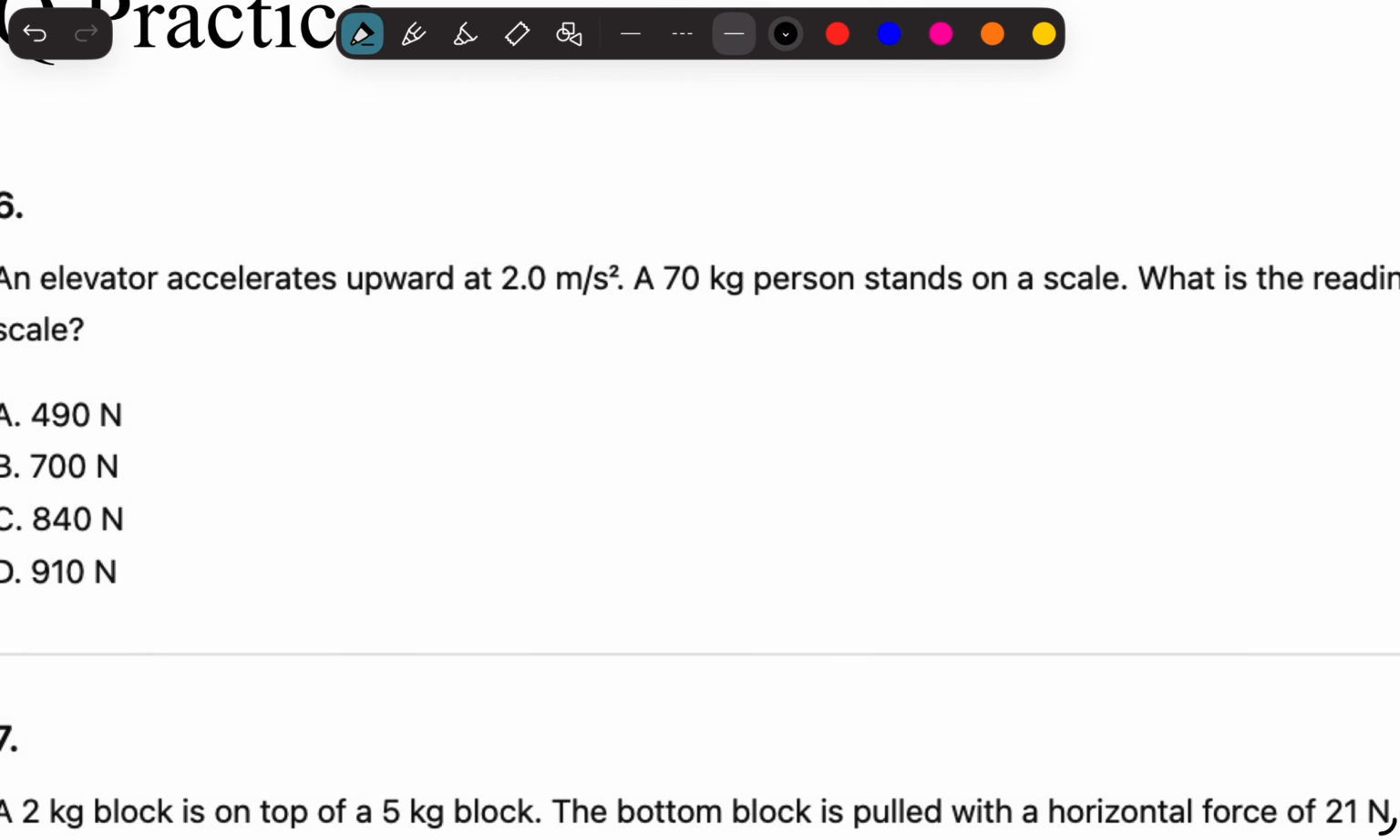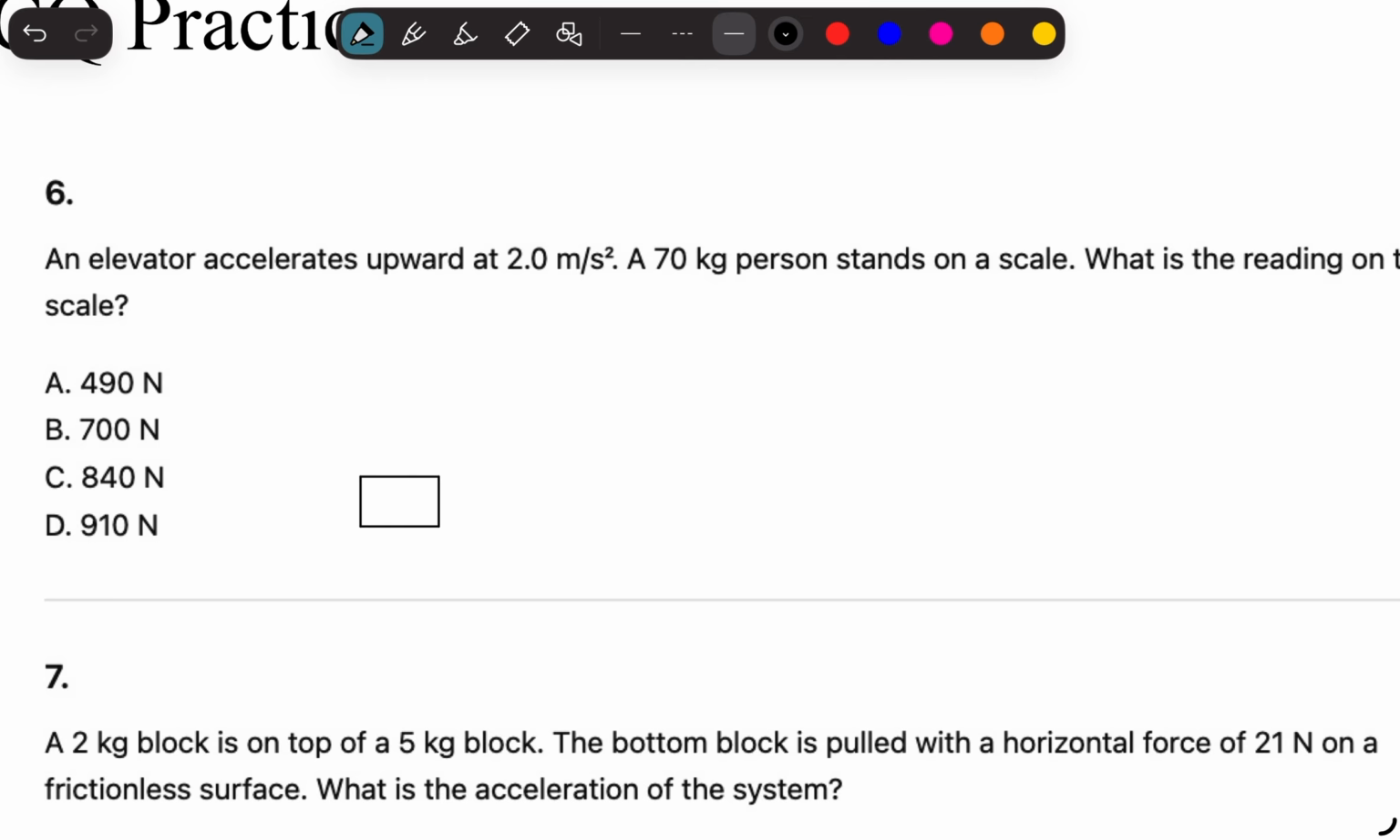Now for our next question, an elevator accelerates upward at 2 meters per second squared. So you have constant acceleration. And let's say that the summation of forces is equal to ma. So your person is standing on a scale inside of the elevator.